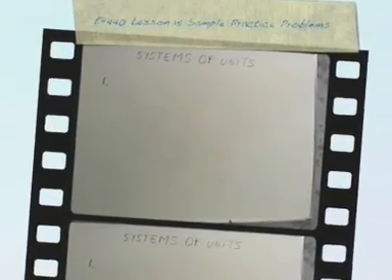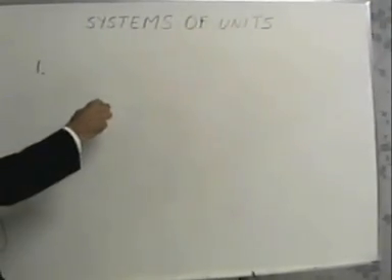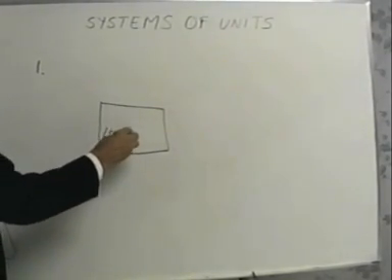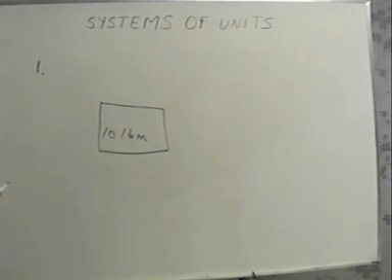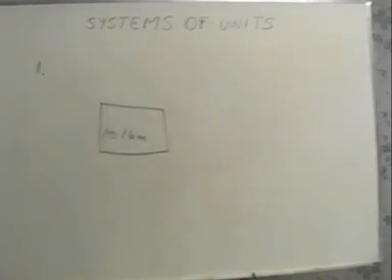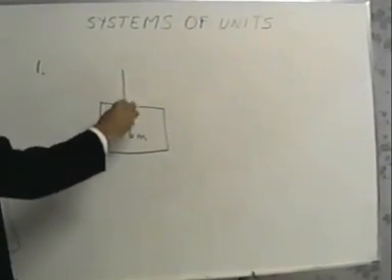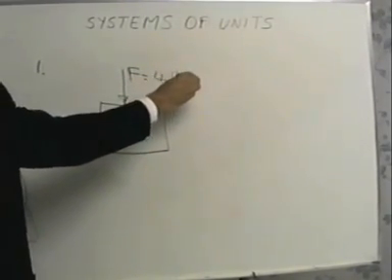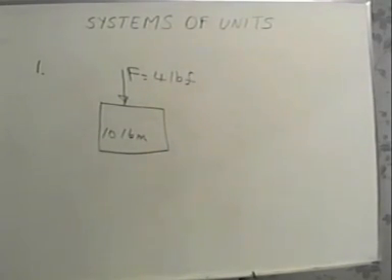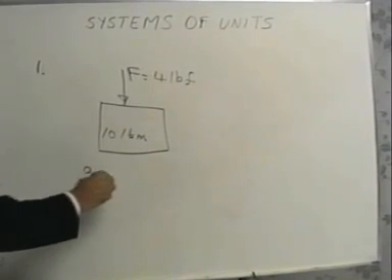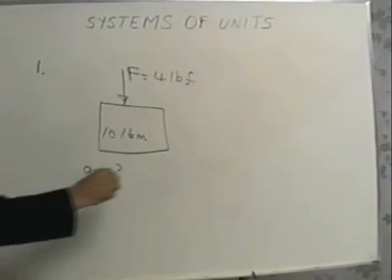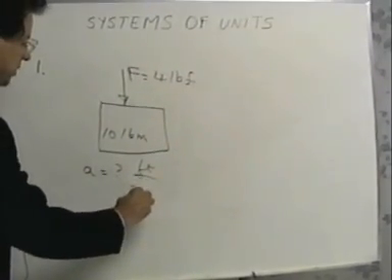In problem number 1, we have a 10-pound mass object, and it's being acted upon by a force, and this force is a 4-pound force. We'd like to find the acceleration with the units of feet per minute squared.